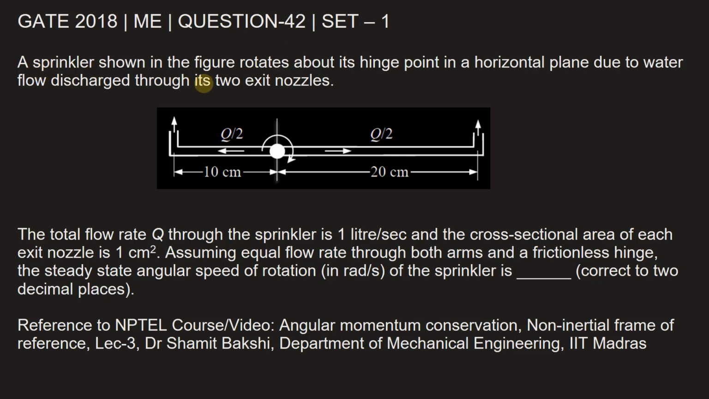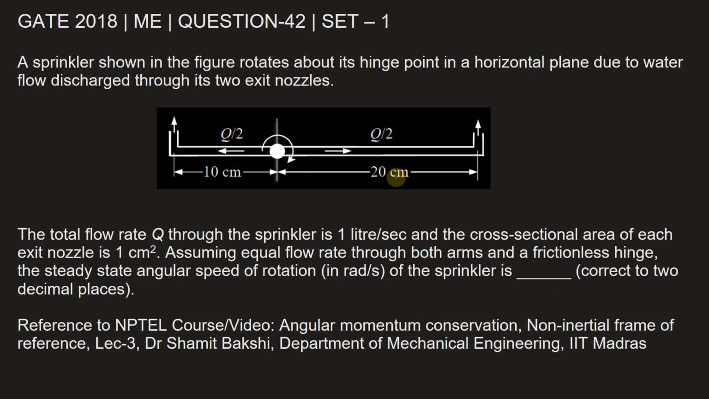A sprinkler shown in the figure rotates about its hinge point in a horizontal plane due to water flow discharged through its two exit nozzles. The total flow rate Q through the sprinkler is 1 liter per second and the cross sectional area of each exit nozzle is 1 centimeter square. Assuming equal flow rate through both arms and a frictionless hinge, the steady state angular speed of rotation in rad per second of the sprinkler is dash.